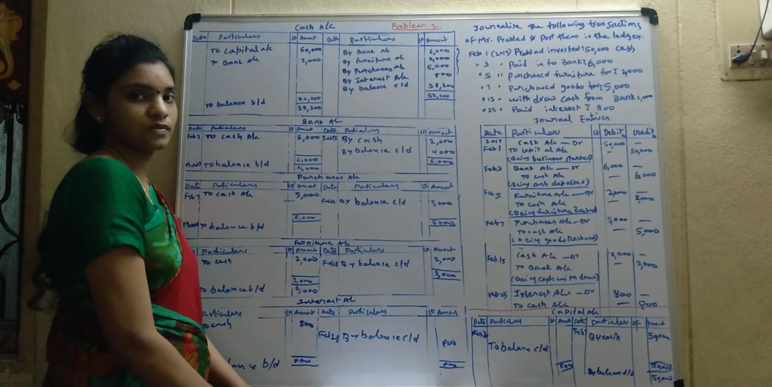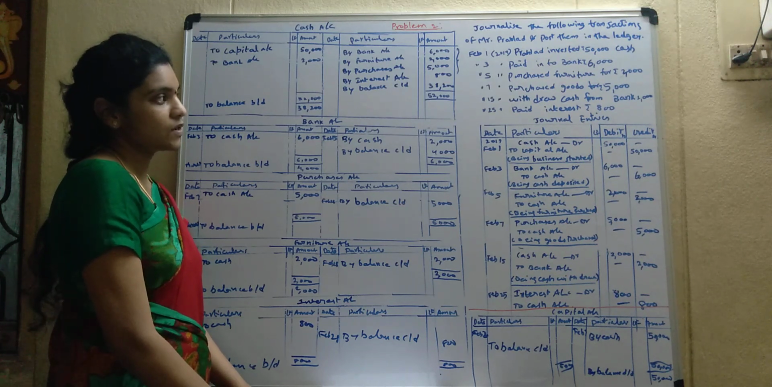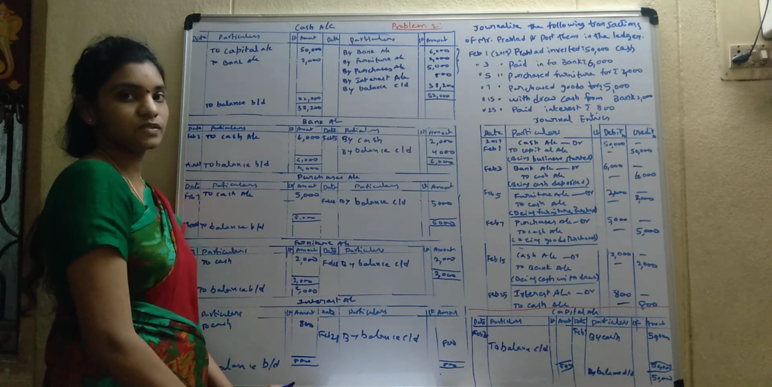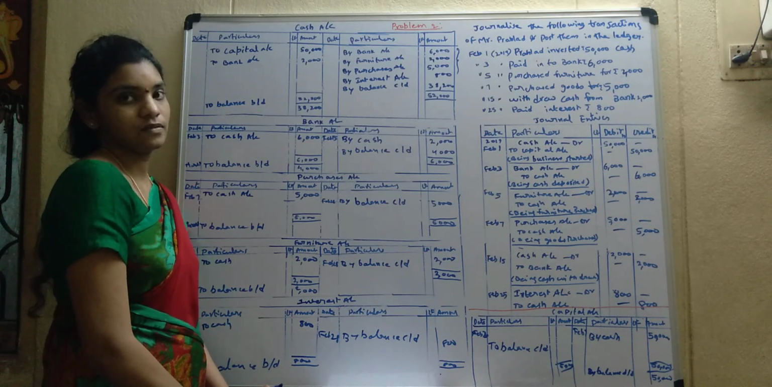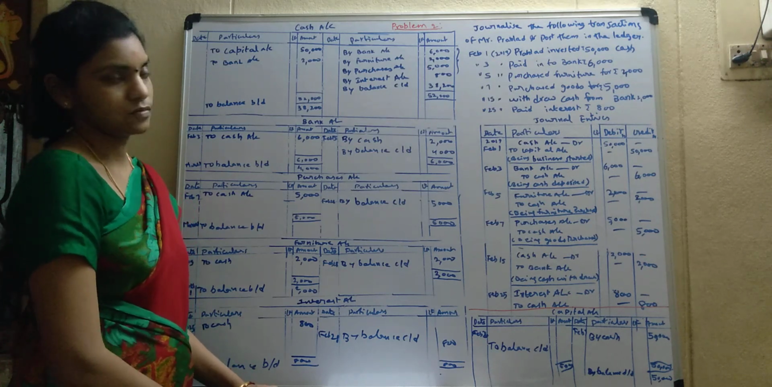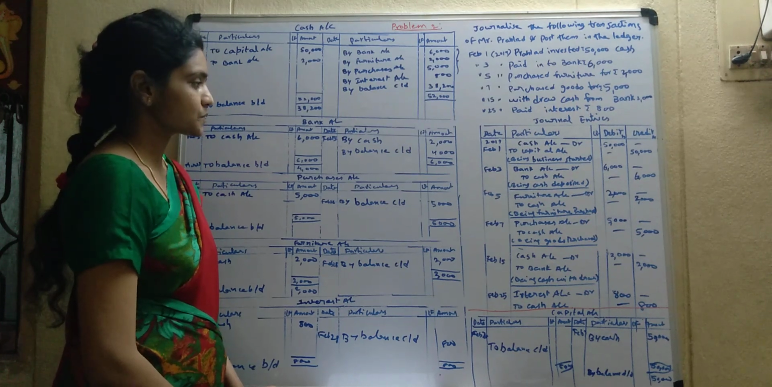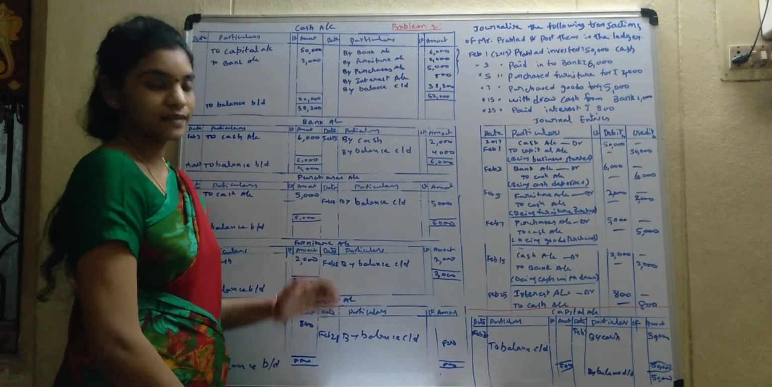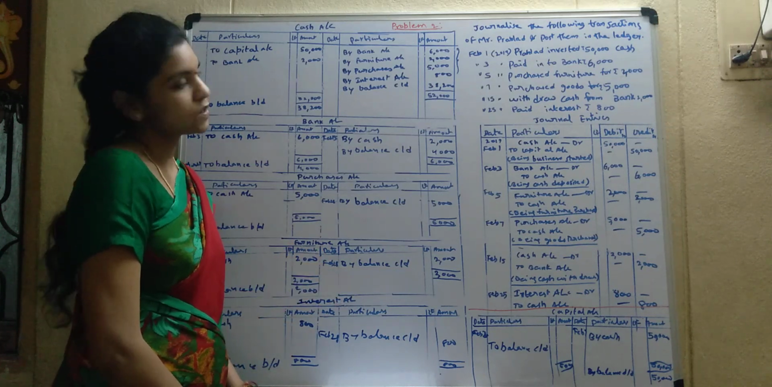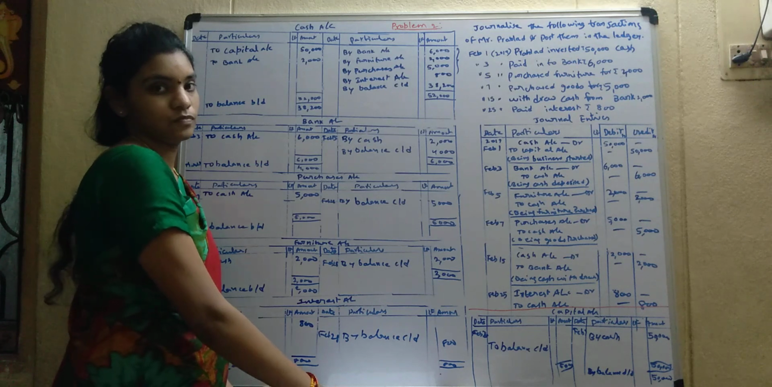Any doubts? Now can you understand how to draw accounts from journal entries? Okay. Any doubts? If you practice it more, you will be able to draw these accounts without journal entries also. Okay.